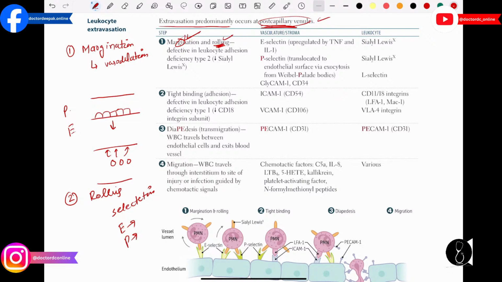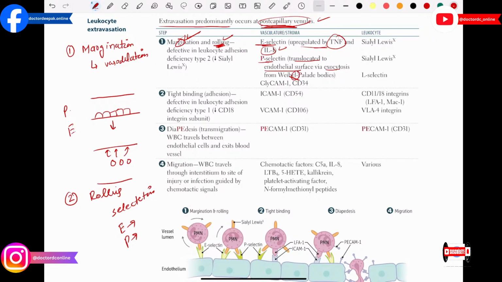They mention here the examples of selectins. We have E-selectin, which is upregulated by tumor necrosis factor alpha and interleukin 1. Then we have P-selectin, which is translocated to the endothelial surface via exocytosis from the Weibel-Palade body. This means P-selectin is present in the Weibel-Palade bodies.